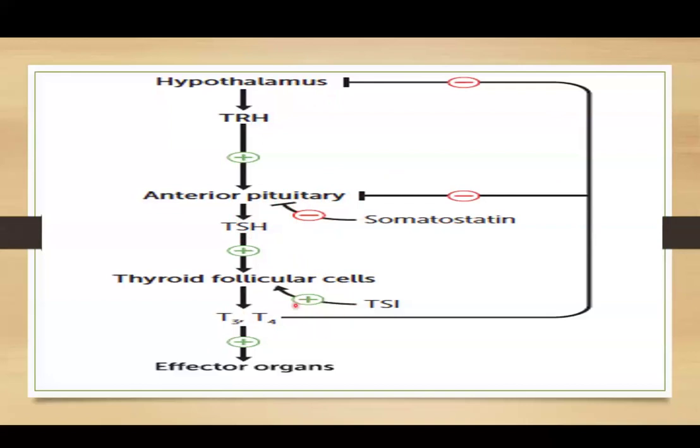And then we have something called TSI, and we're gonna leave it for now because we have 3 slides dedicated to this in particular. So hypothalamus TRH stimulates the anterior pituitary, which forms TSH, which stimulates follicular cells, which release T3 and T4, which cause effects in the organs. And then T3 and T4 inhibit the hypothalamus, and the anterior pituitary also inhibits the hypothalamus. And then somatostatin inhibits the anterior pituitary. So that's it for the regulation.